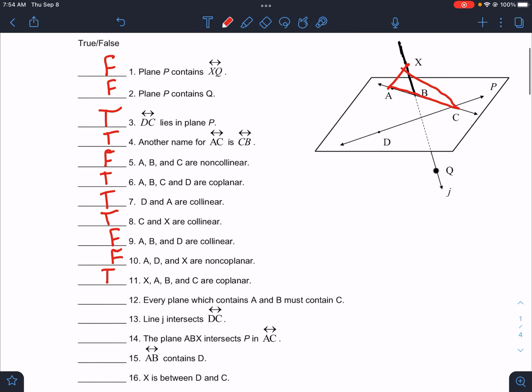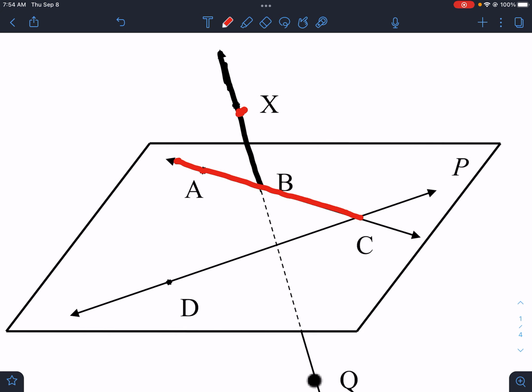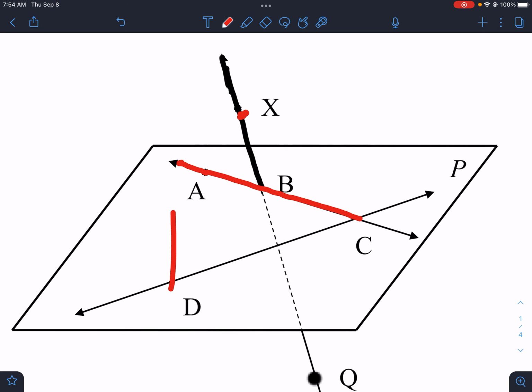Every plane which contains A and B must contain C. Well, remember, planes go forever, lines go forever. Every line that has A and B is going to get C. So every plane, if it comes from D, it's going to hit all of them. If it comes from X, it's going to hit all of them. Yes, because it extends forever.